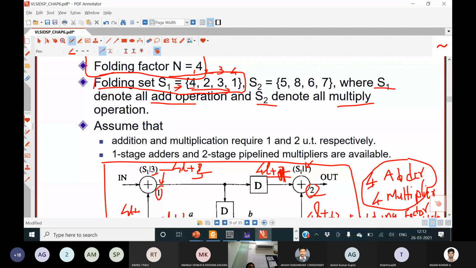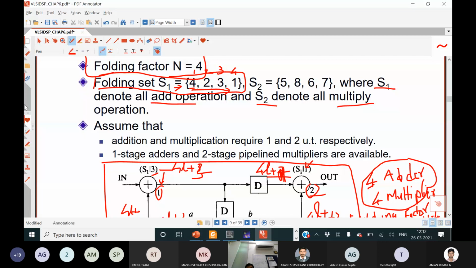Now why is this order important? Because ultimately you now have only one adder, and that one adder has to manage it. In order to preserve the functionality, you need to ensure a proper order. If you don't follow the order properly, then the functionality would change.